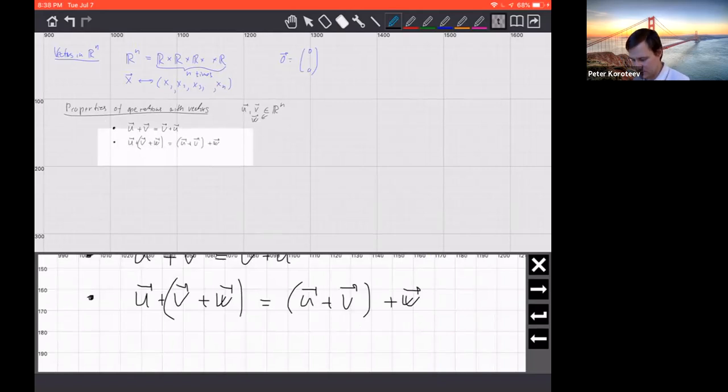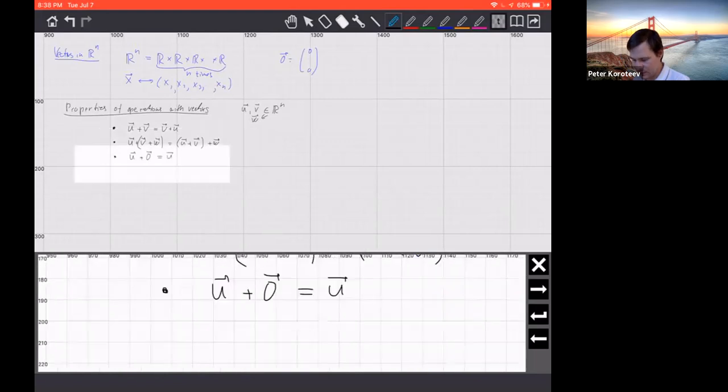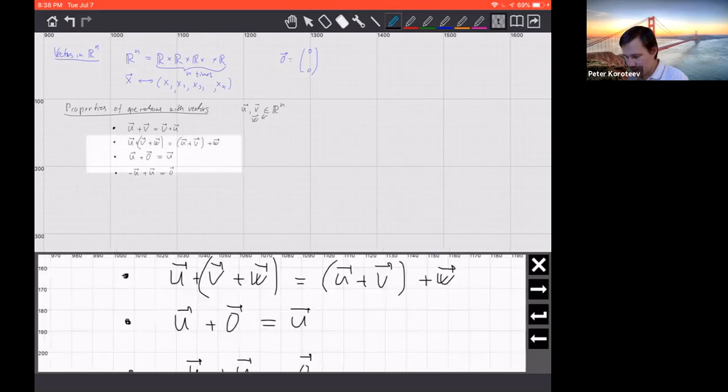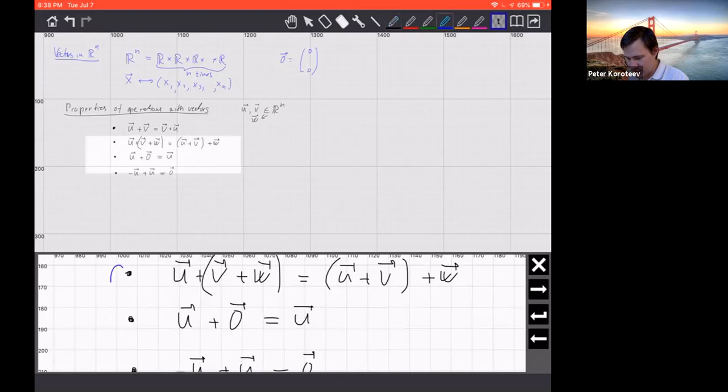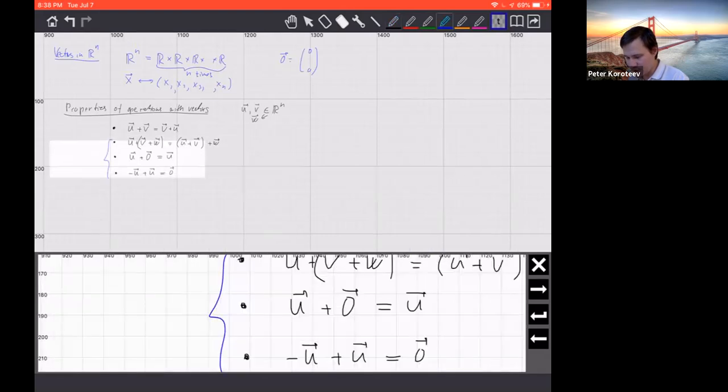Then if you add the 0 vector to u, you'll get u back. And then there's a vector minus u, which is obtained by multiplying -1 by u. So minus u plus u is equal to the 0 vector. You probably know the word. These 3 operations give the structure of a group.